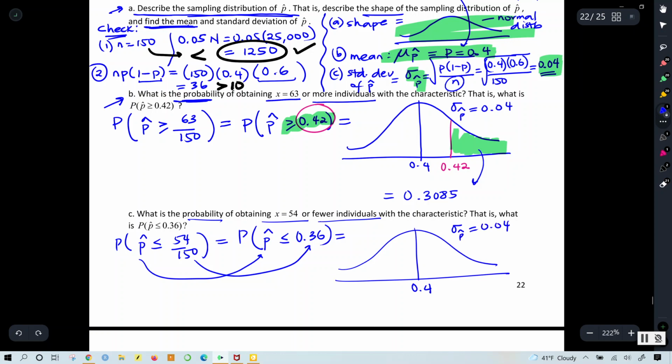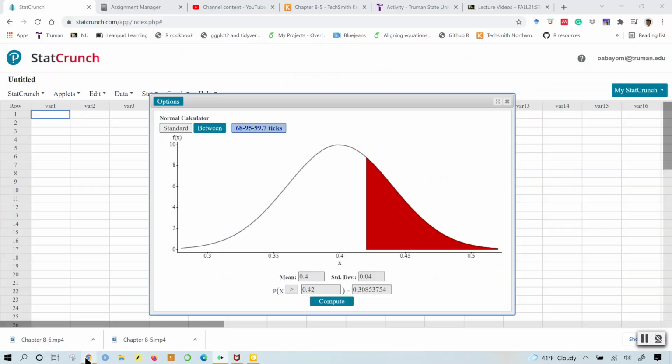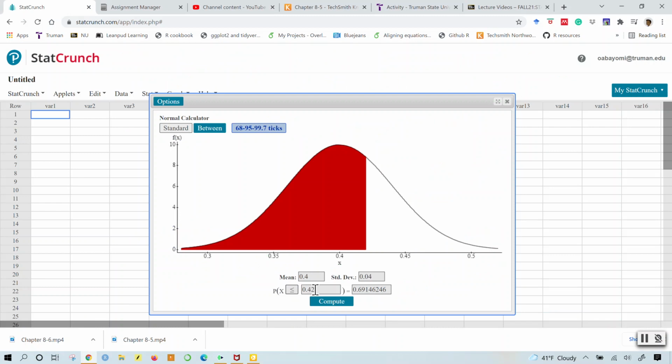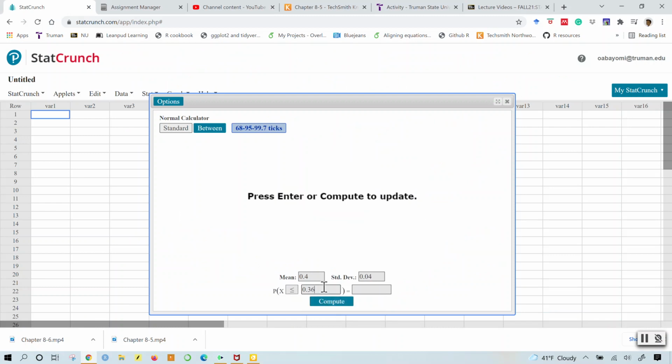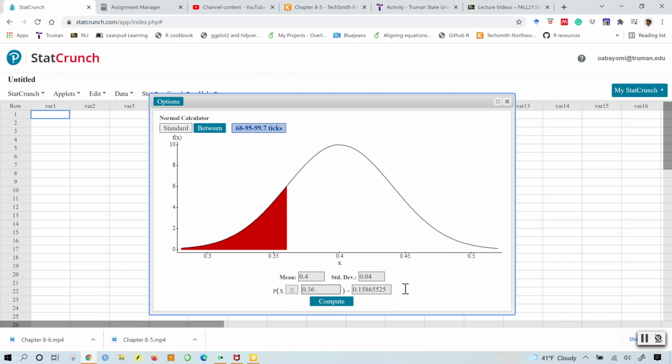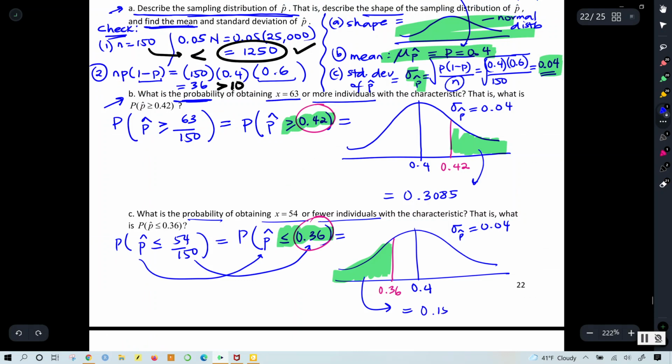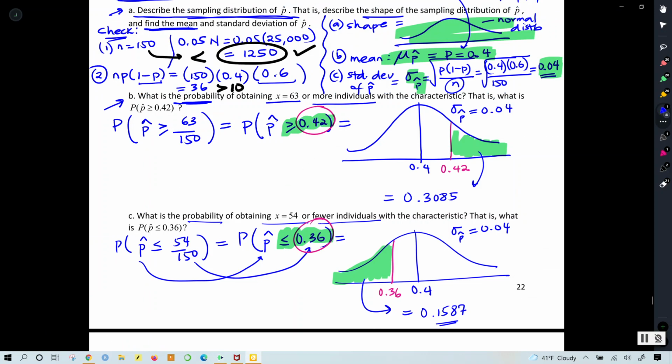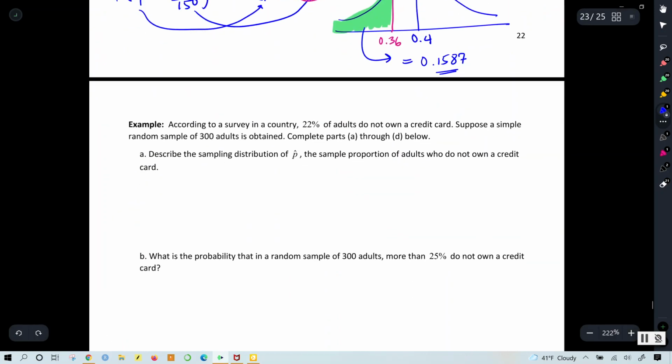still have 0.04 here. And in connection with 0.36, we want the area below, to the left. So I'm going below. Okay, so what is the size of that area? Here we call on StatCrunch. So I go back to StatCrunch, change this to less than or equal to 0.36 and enter. So you have 0.1587. This is the required probability there. We now proceed to the next example.